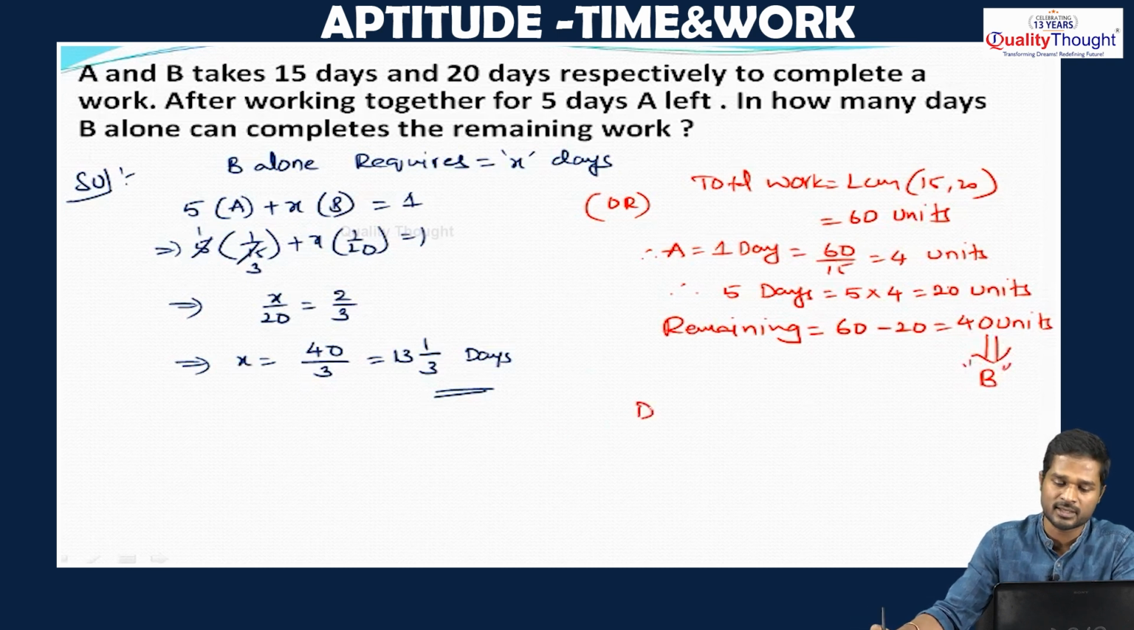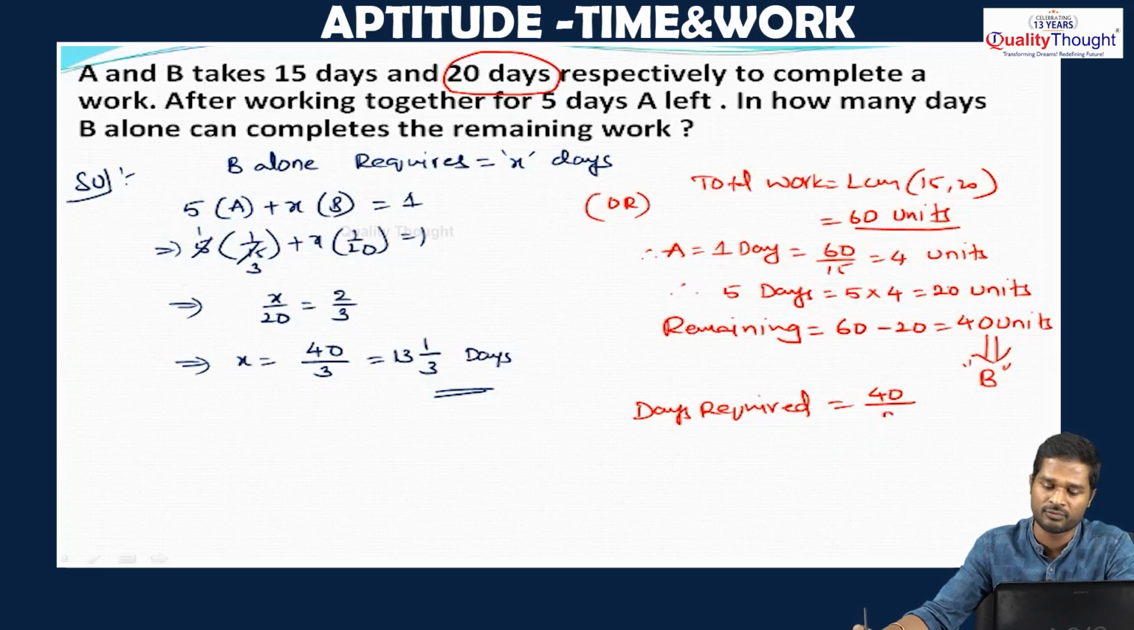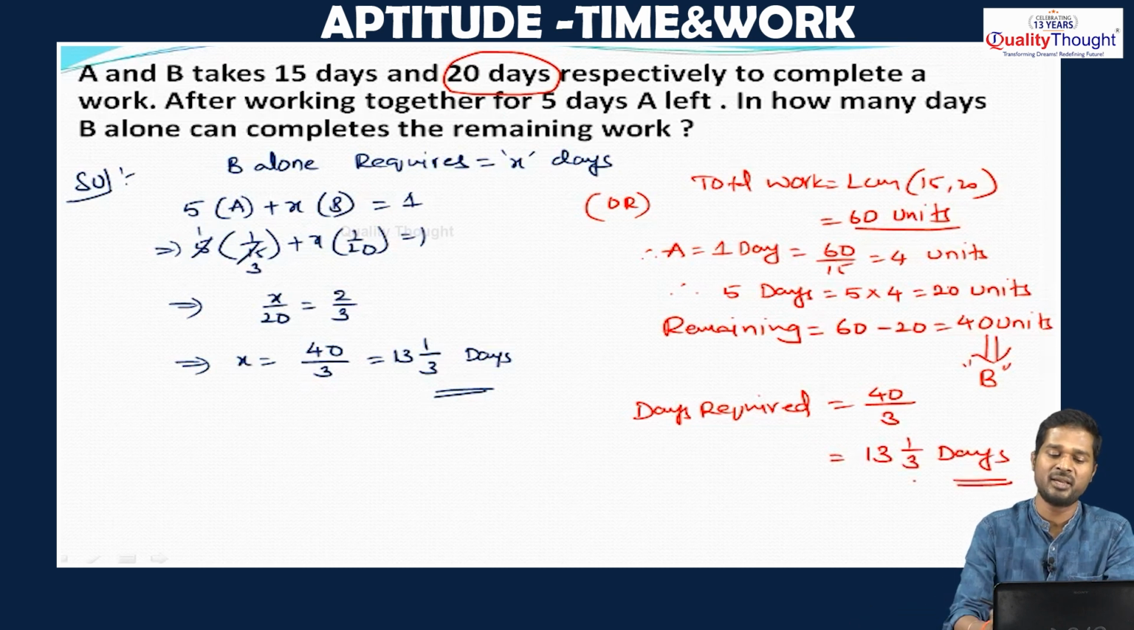So the days required by B to complete the work, I am writing for B. So 40 units of the work is left. Now B will do the work in 20 days, that means the total work of 60 units he will do in 20 days, 20 3s are 60, so every day he will do a work of 3 units. So 40 by 3 is 13 1 by 3 days. That means B will complete the remaining work in 13 1 by 3 days.